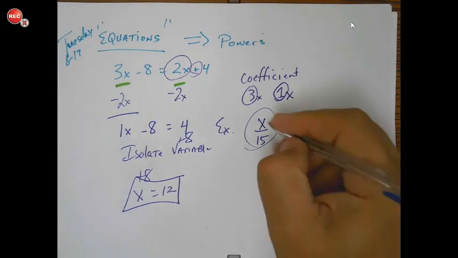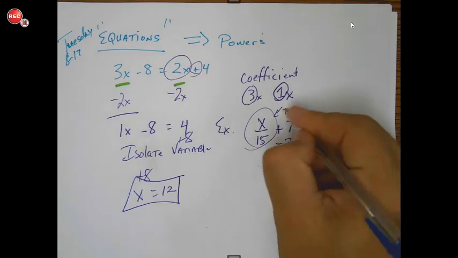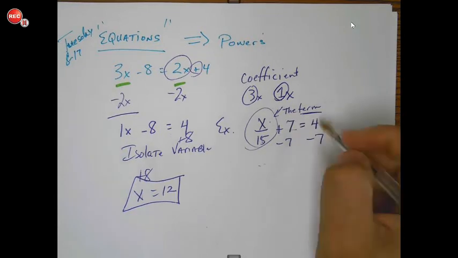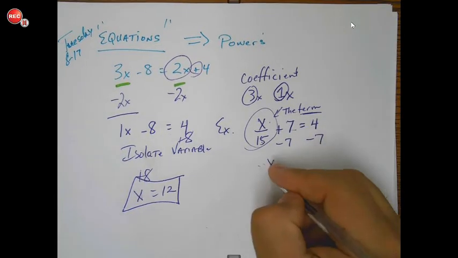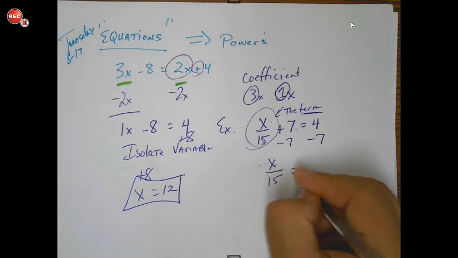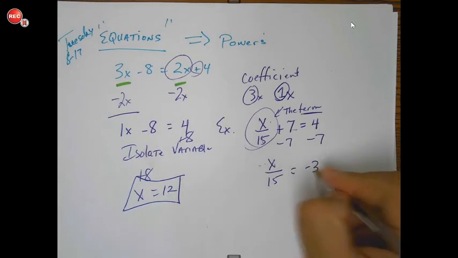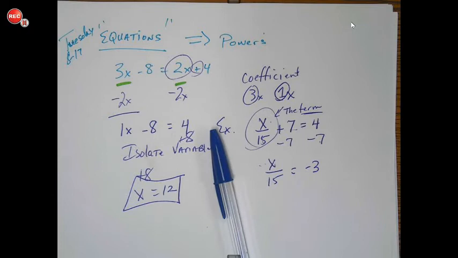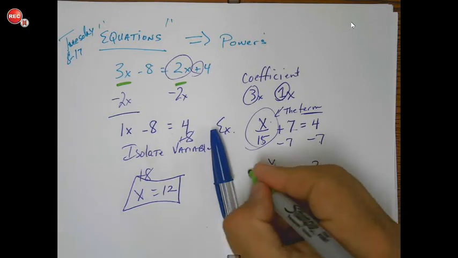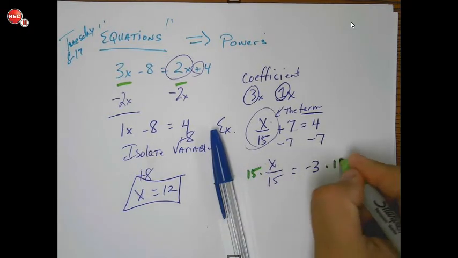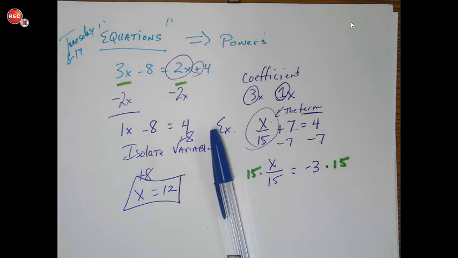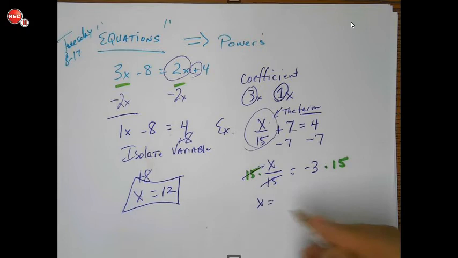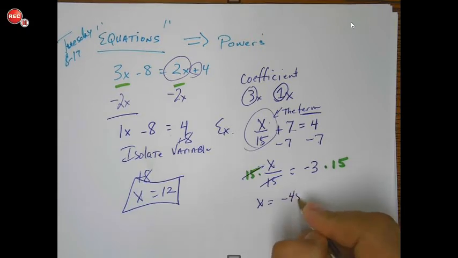We have to isolate the term. Here is the term. We have to isolate the term. That's the term that's isolated. Subtract 7 from both sides. So now I have x over 15 is equal to negative 3. Now to undo a division, we want to multiply by 15. Whatever I do to one side of the equation, I have to do to the other side. So the 15s will cancel, and so I have x is equal to negative 45.